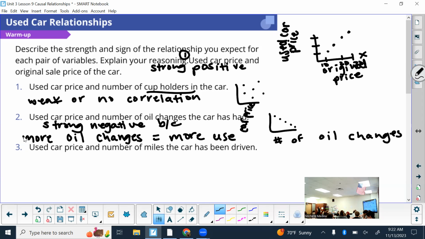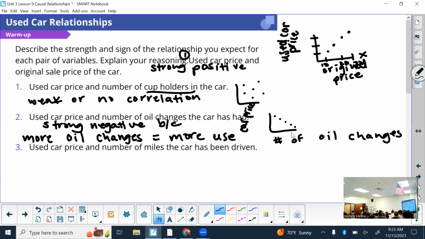Okay, so where am I? Table 1. Used car price and number of miles that the car has been driven. Describe that relationship. Or can you tell me how the graph would look, you think? I think it would be strong. Okay, so that means it would look something like this. So that means as the number of miles increases, the car value is decreasing.